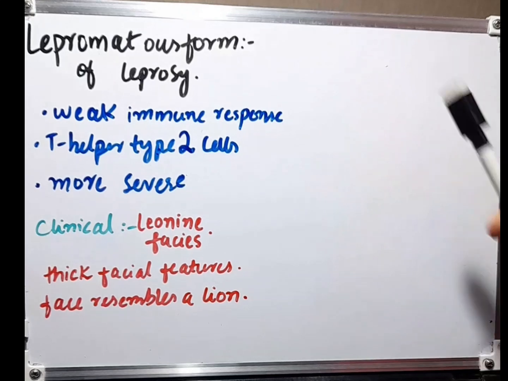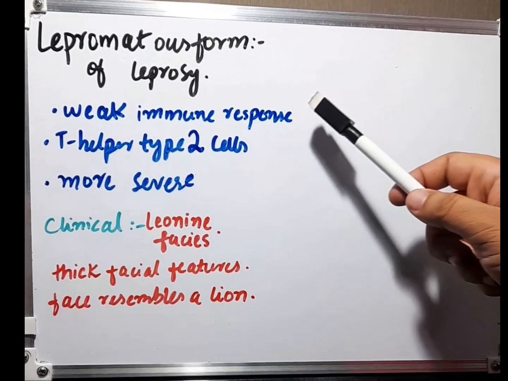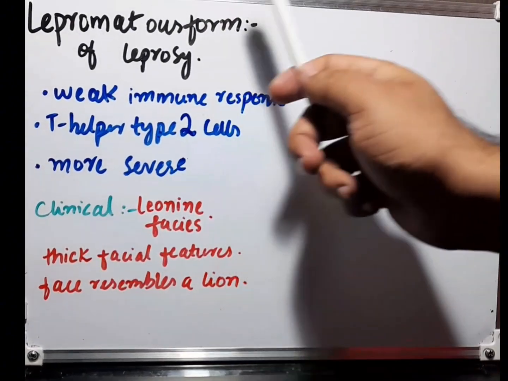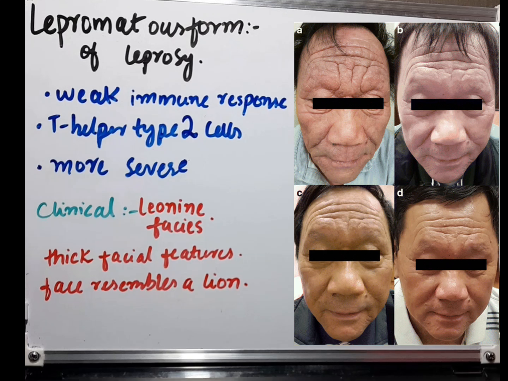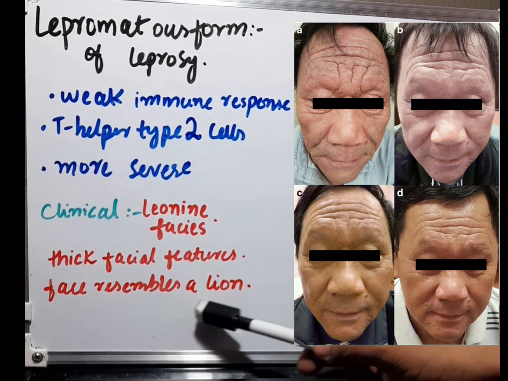The lepromatous form of leprosy is the more severe form, where the body shows a weak immune response towards the infection. The clinical picture in this form of leprosy is leonine facies, where there is thickening of the facial features. The face resembles that of a lion.